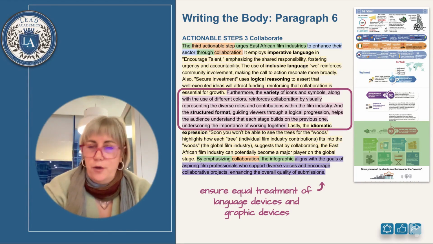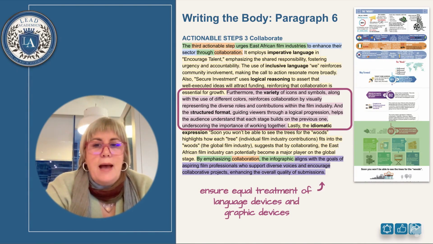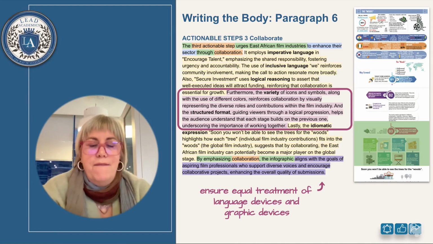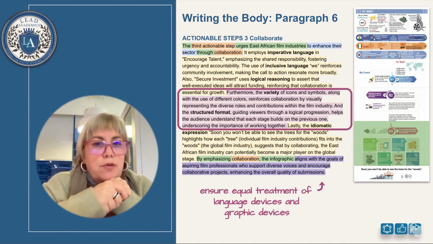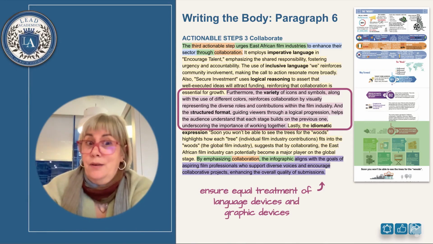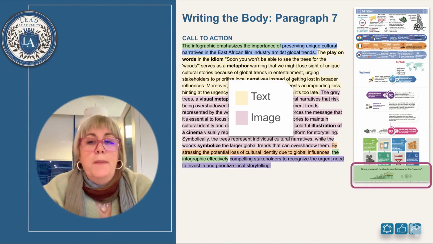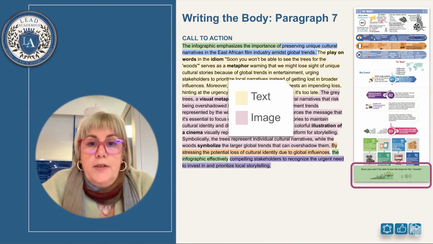You want to ensure that you have equal treatment of the language devices and the graphic devices. Taking a look at this student's paragraph, zooming in on the graphic analysis, there are two devices mentioned. One is the variety, and the other is the structured format. Not a lot mentioned. And if you take a look at the right-hand side, there's a lot of graphics in that section, a lot. Okay, paragraph 7, the call to action. We've got 50-50. It's a good paragraph, in fact.